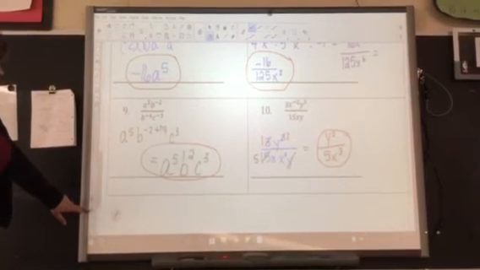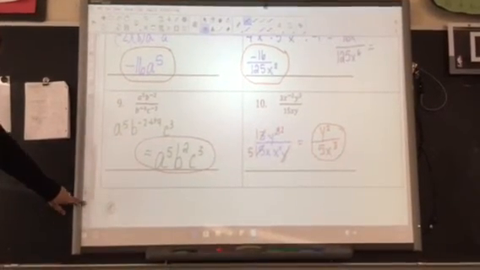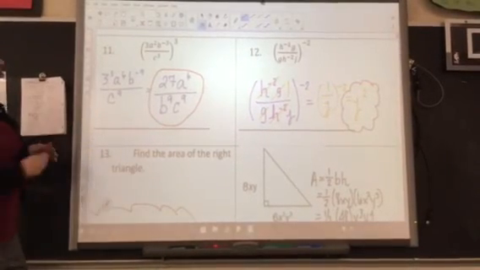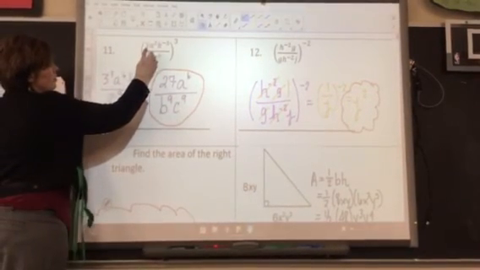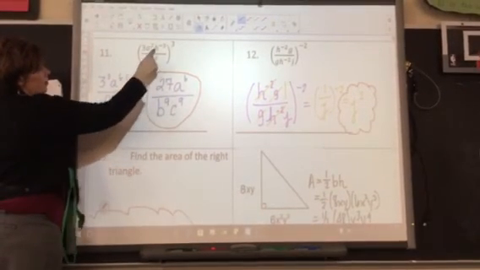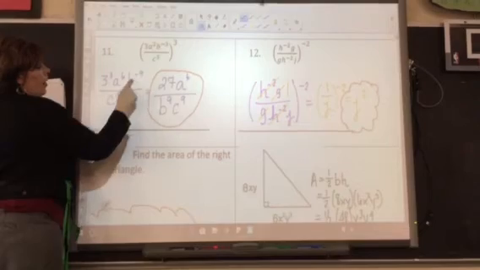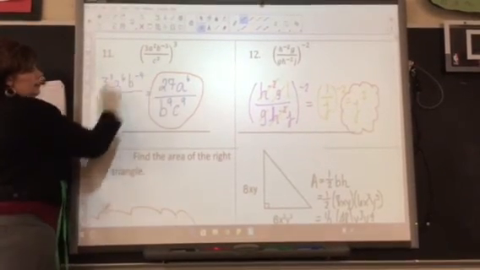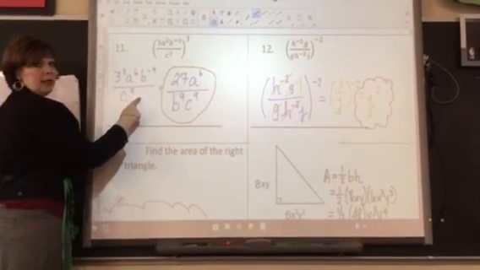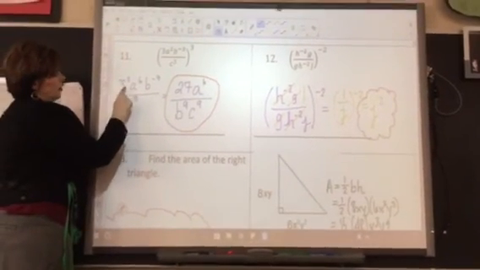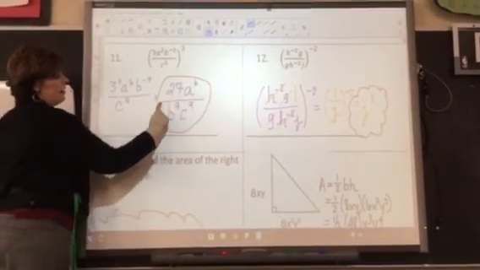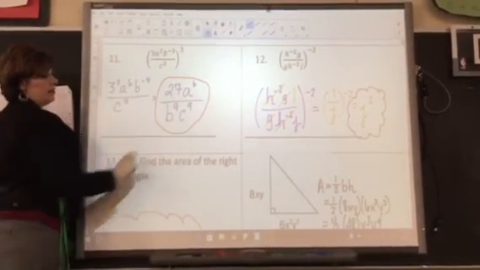Are you guys going to need more practice with this? Yeah. Okay. Number 11, let's see. So we're going to distribute the power first. So this becomes 3 to the 3rd power, a to the 6th power, b to the negative 9th power, over c to the 9th. I need to take this negative and move it down to make it positive, right? So I end up with 3 to the 3rd power, which is 27, a to the 6th, all over b to the 9th, c to the 9th.